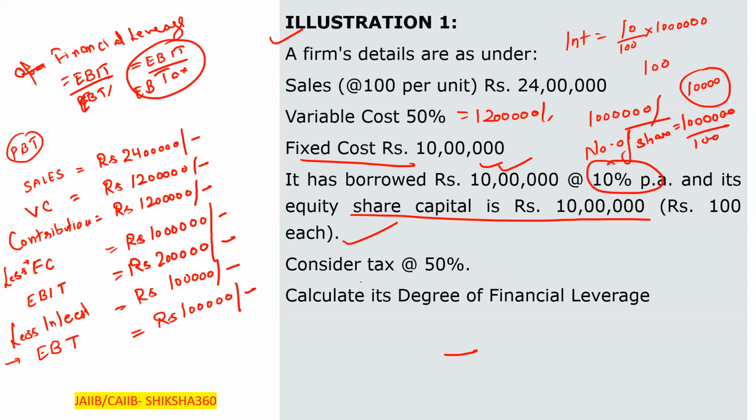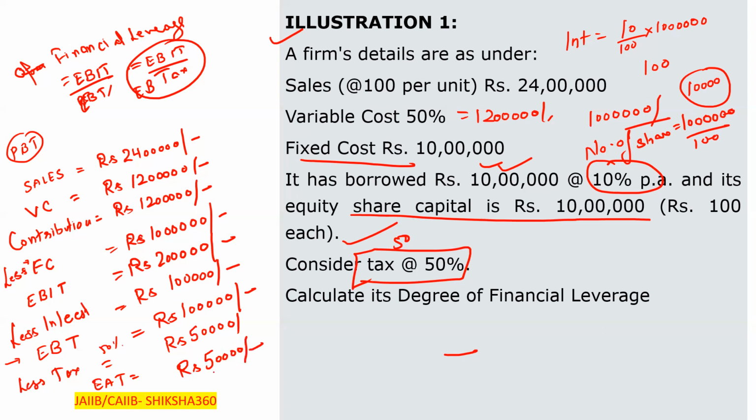Now the next step is to pay the tax also, that is 50%. So we have to subtract tax also: 50% of 1 lakh is rupees 50,000. So in the end, what is left is earning after tax, rupees 50,000. 1 lakh minus 50,000 is 50,000.